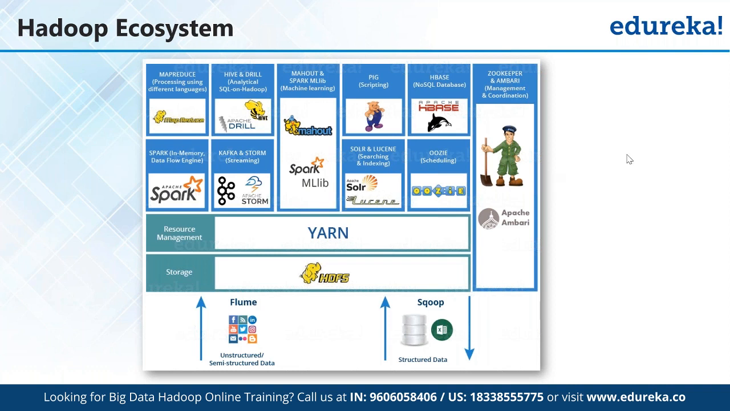So you bring in data, store the data in HDFS, Yarn is resource management, and these are the different processing layers. MapReduce we have already seen here.